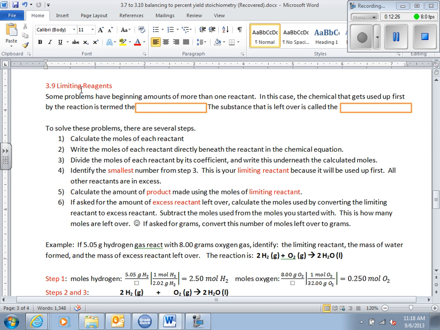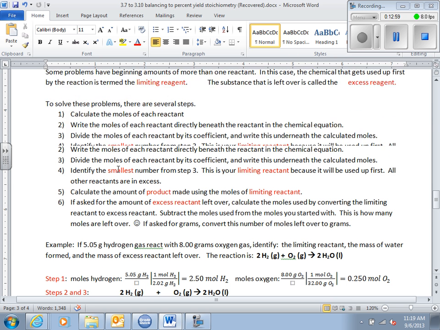Okay, this is a little more complicated. Limiting reagents. Sometimes you're given amounts of both reactants. In this case, one will get used up, and that is termed the limiting reagent. The substance left over is called the excess reagent. There's a bunch of steps you're going to have to follow for these, and you just have to learn how to do this. You have to do a couple of examples, and then we'll do more in class. You learn this through practice. It makes logical sense, but it's a series of steps.